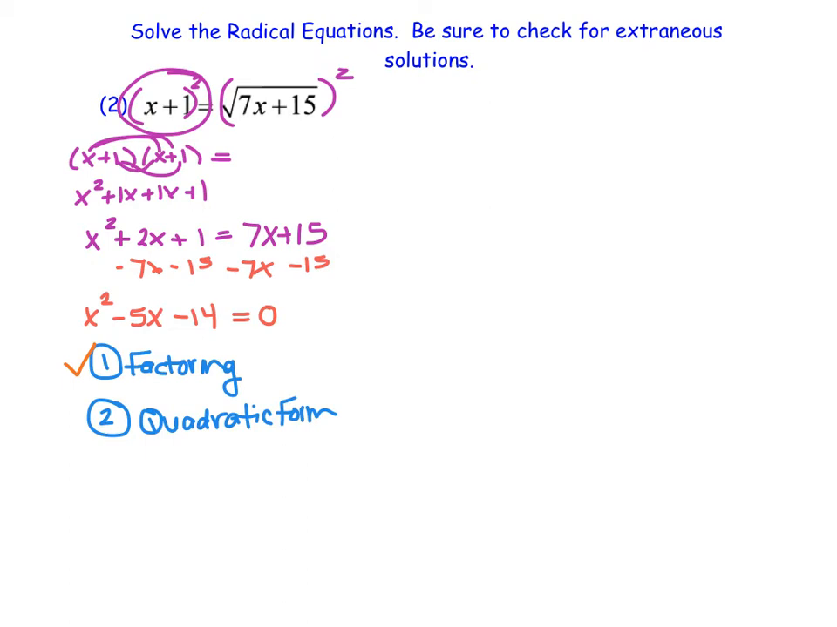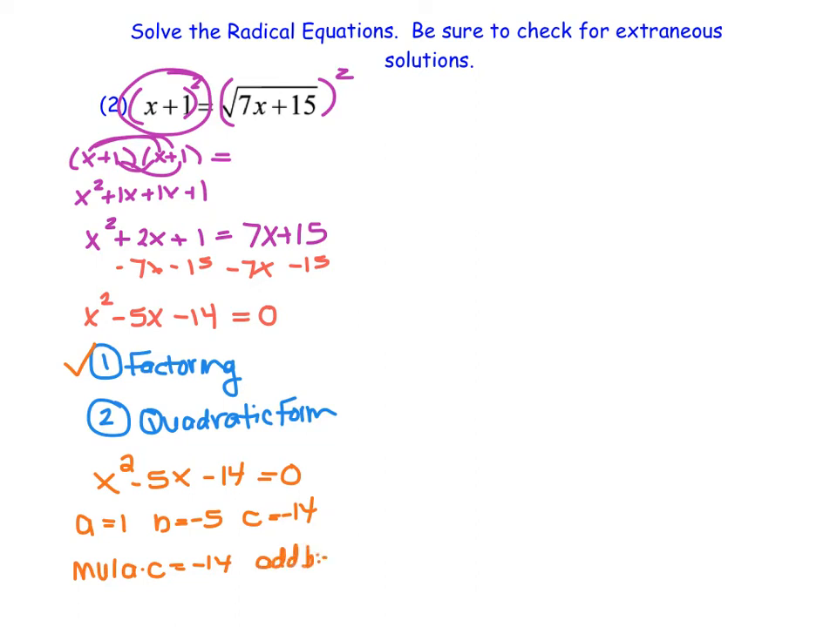using my factoring trinomial strategy using the ABC method. So I'm going to factor this. So I have x squared minus 5x minus 14 is equal to 0. I notice that a is equal to 1, b is equal to negative 5, and c is equal to negative 14. So I'm looking for two numbers that multiply to a times c, which is negative 14, and add to b, which is negative 5. Two numbers that multiply to negative 14 but add to negative 5 leave me with negative 7 and 2.